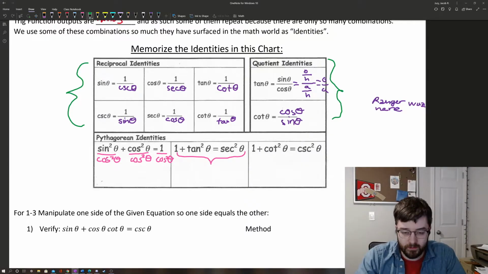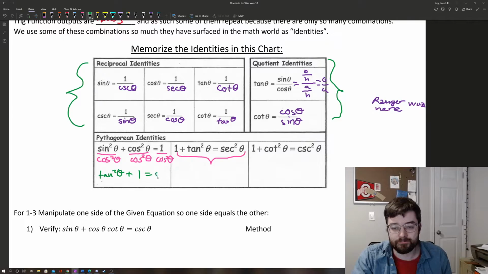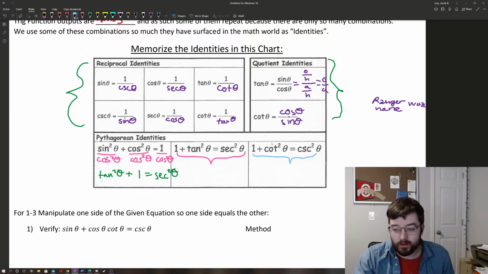So we have sine squared divided by cosine squared, that's tangent squared. Cosine squared divided by cosine squared, that's 1, so plus 1. And that equals 1 divided by cosine squared theta, which is secant squared theta. So you can imagine that if we divided sine squared plus cosine squared equals 1 by sine squared theta, we would get this last Pythagorean identity. And that's helpful, as we'll see for memorization purposes.